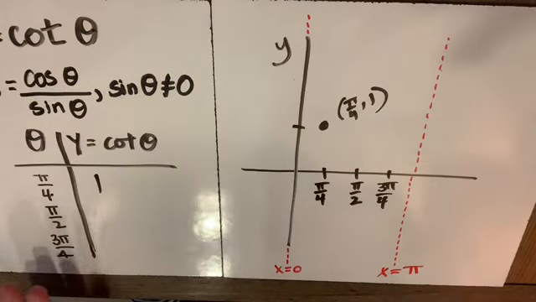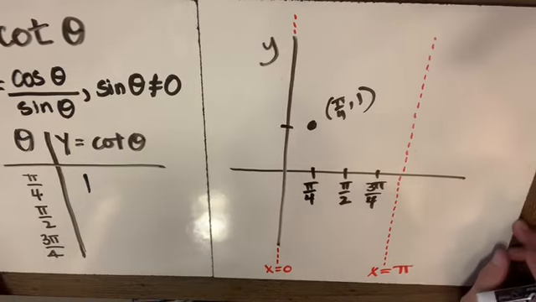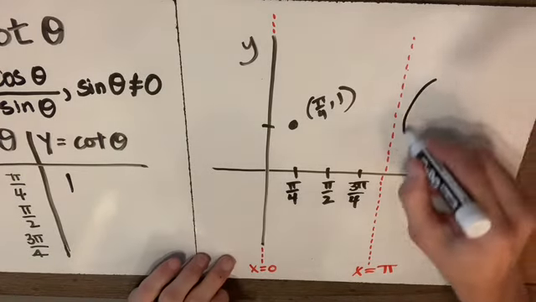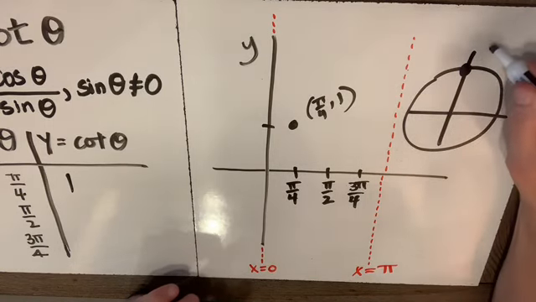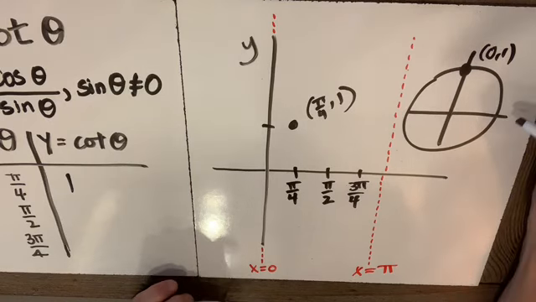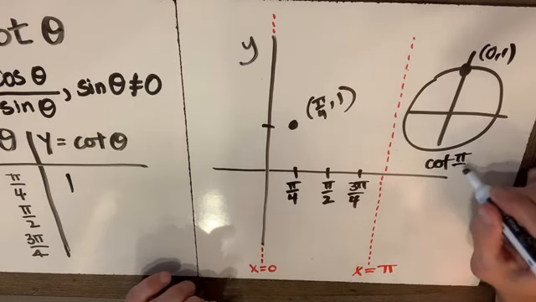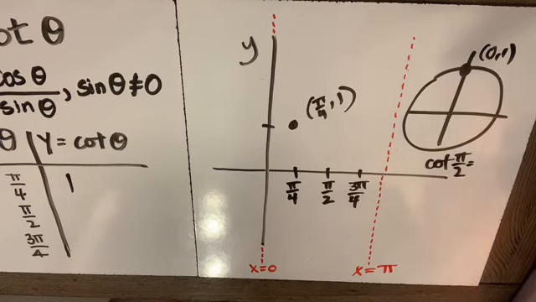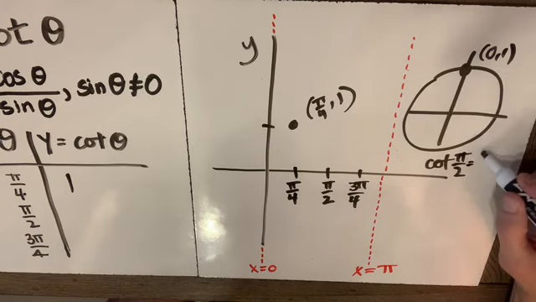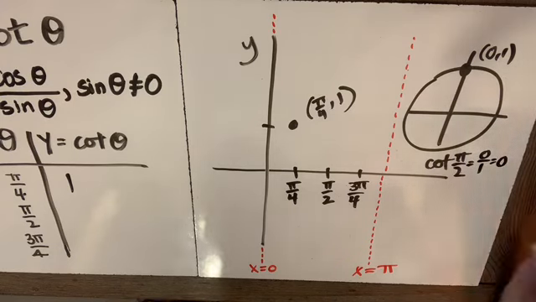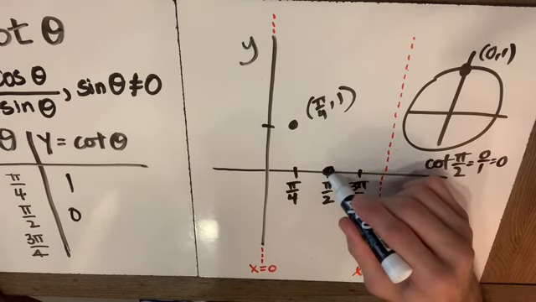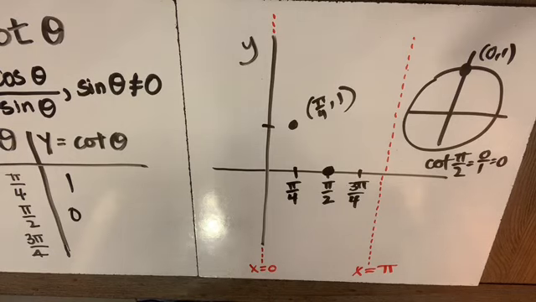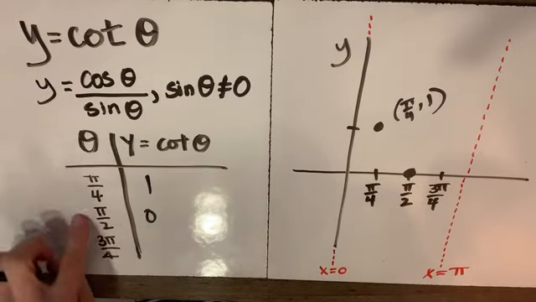Continuing along, I'd like to know what's happening at pi over 2. So if I'm on my unit circle, remember pi over 2 is up here, and I know that this is the point 0, 1. And I know cotangent of pi over 2. Remember, cotangent is adjacent over opposite, or, critically, we say x over y, which would be 0 over 1, which is 0. So my point is pi over 2 comma 0, which gives me that nice point right there on my graph. I have these points: pi over 4, 1 and pi over 2, 0.